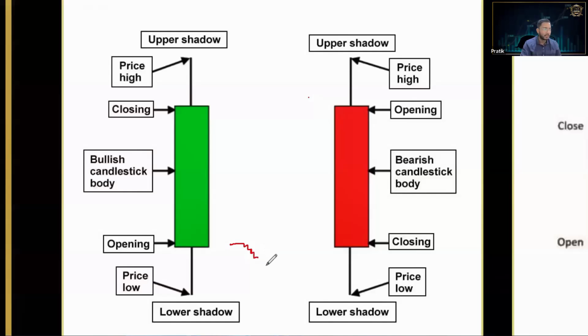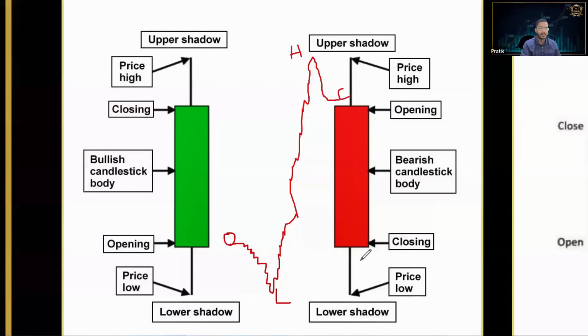The price goes down, down, down to the low. Then buyers come in and push the price higher and higher, up to the highest price of the day. And then finally, before 3:30, it comes and closes here. So the open price is here, the low price is here, the high price is here, and the closing price is here.